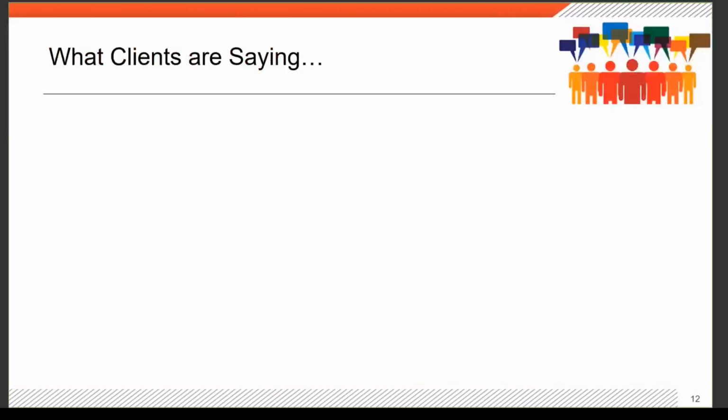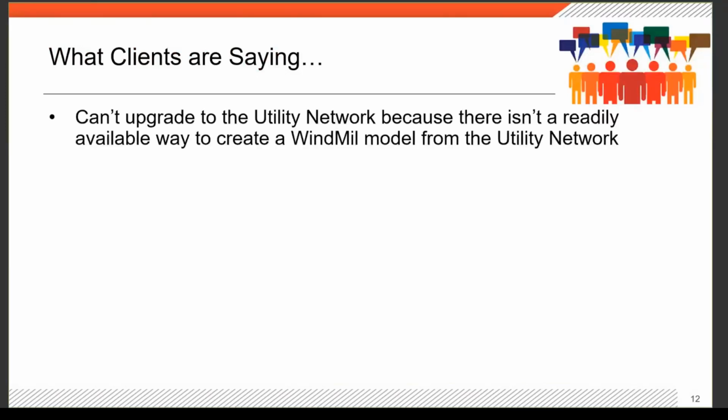All right, thanks, Remy. Power is also really excited about the utility network, and we have invested thousands of hours over the past 3 years developing tools to help our clients migrate to the utility network. We have talked to a lot of utilities about their migration plans, and we consistently hear, hey, we can't upgrade to the utility network because there isn't a readily available way to create a WindMil model from the utility network. Well, given our experience with the utility network, we knew we could address that, but we were also wondering if we could leverage the new Esri tools to make the current process even better.